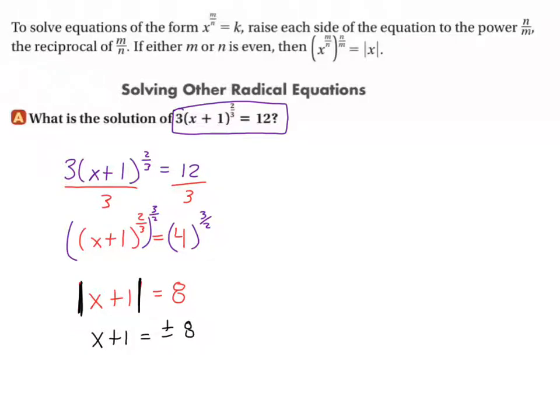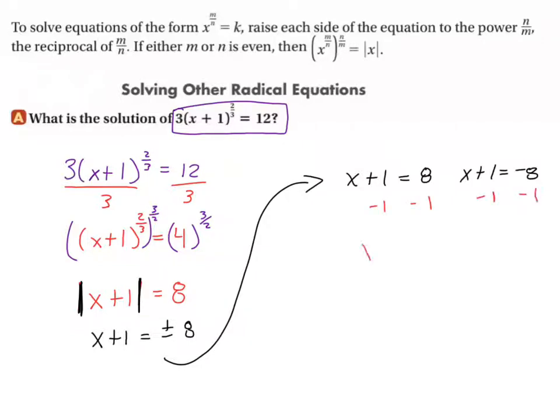So now we're just going to solve this. We've got x plus 1 equals positive 8, and x plus 1 equals negative 8. In both cases, we're going to subtract 1. And so one answer is x equals 7, and the other, x equals negative 9. And so this is something you have to account for when either the numerator or the denominator of your fractional exponent is even.